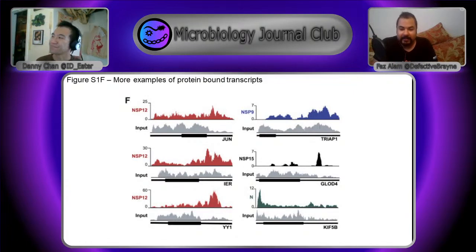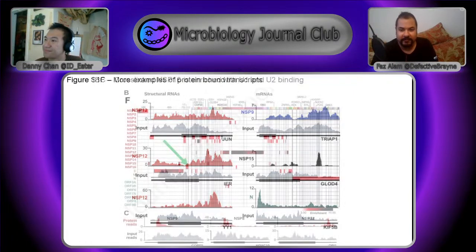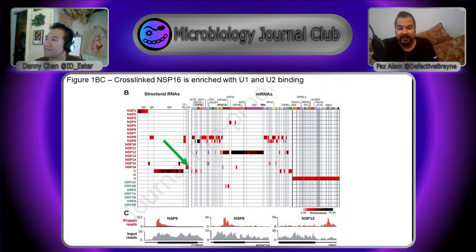So they do start to focus in. Going back to B, they start to focus in on U1 and U2, which are very important proteins for this thing. I believe it's called the spliceosome. Spliceosome, yeah, which is basically the combination of all the proteins that come together to do splicing.